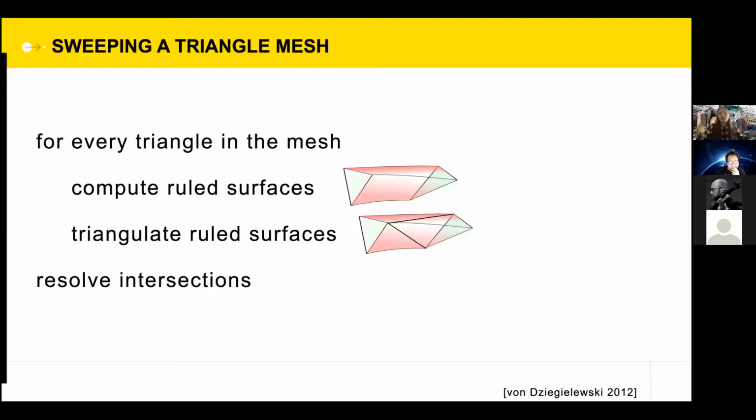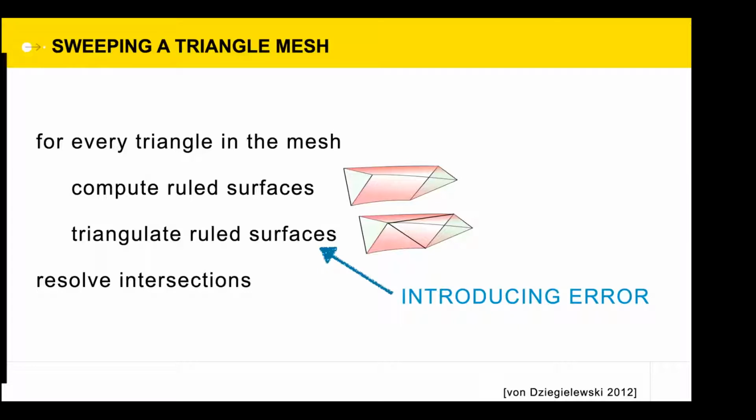So we're going to need an additional step where we do some post-processing of these surfaces. For example, we triangulate them so that we make the intersection resolving easier. Now, of course, if we do this, we're already introducing error, right? Because we're doing some approximation. We initially had ruled surfaces, but then we consider that they're triangular, flat, just so that we can resolve the intersections.